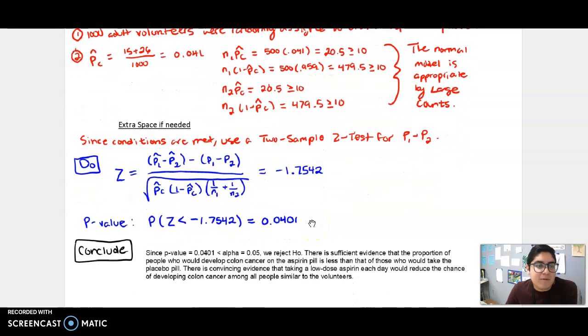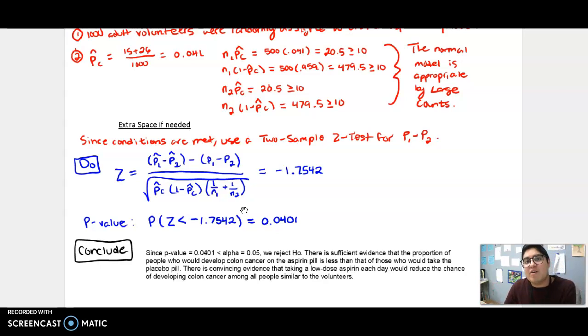Well, let's conclude our step here. Since the p-value is less than alpha, we reject the null. There's sufficient evidence that the proportion of those who would develop colon cancer given the aspirin is less than that of those who would be given the placebo. And since this is a randomized experiment, and the results are statistically significant, I can probably infer a cause and effect relationship. Also note that we just rejected the null hypothesis, and when we reject the null hypothesis, this would conclude in a type 1 error.